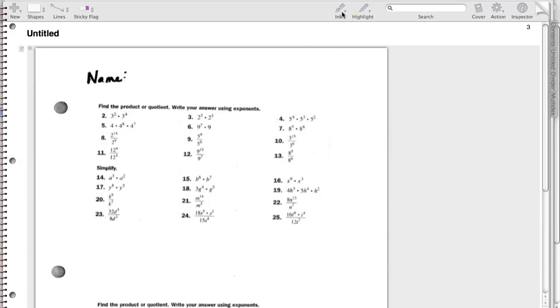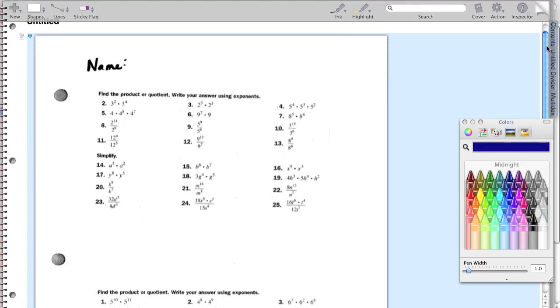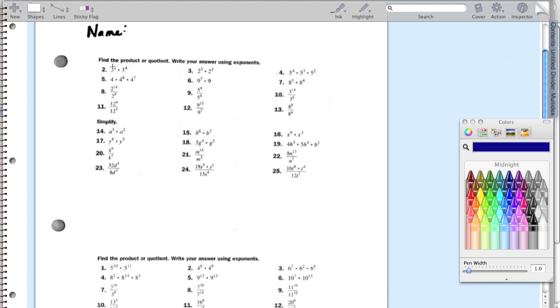Okay, let's take a look at the first side of the worksheet involving exponents. The first problem asked us to find the product or quotient, writing our answer using exponents. So we learned when we're multiplying, we are going to add our exponents. And when we're dividing, we're going to subtract our exponents.